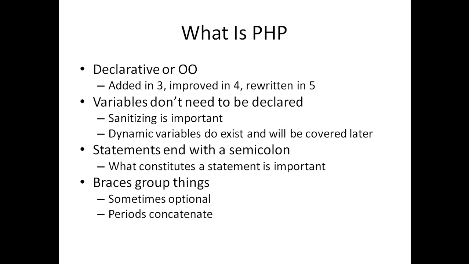PHP can be declarative or object-oriented. Object-oriented was added in version 3 of PHP, improved in version 4, and pretty much completely rewritten in version 5. We're only going to talk about declarative PHP in this course because it's easier. In order to teach object-oriented PHP, I'd have to talk about the entire object model, and although that's a really cool topic, it's not for a basic to advanced course. It's more for an advanced to really advanced course.